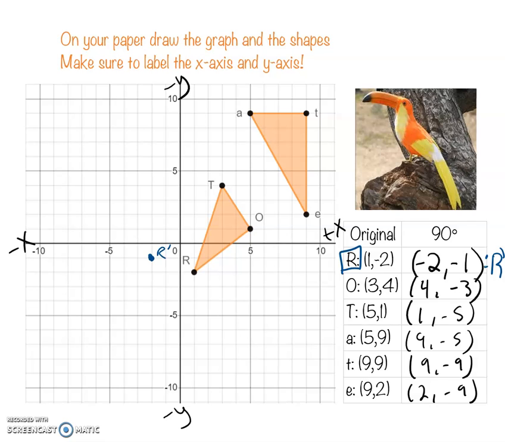Okay, so now let's do O. We have 4 and -3. So we have to count over +4. 1, 2, 3, 4. And then down -3. 1, 2, 3. We're going to put a point right there. Well, that stands for our O. So we know that's going to be our O prime.